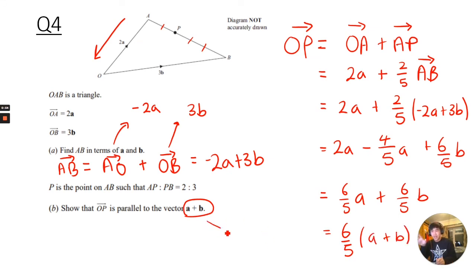And I can quite clearly see that there's a common vector there, A plus B. And we've shown that O to P, because there's a common vector, is a scalar multiple of that vector there. So we've shown that it's parallel, just a different length, different size, but it is parallel, and that's proven. Okay.